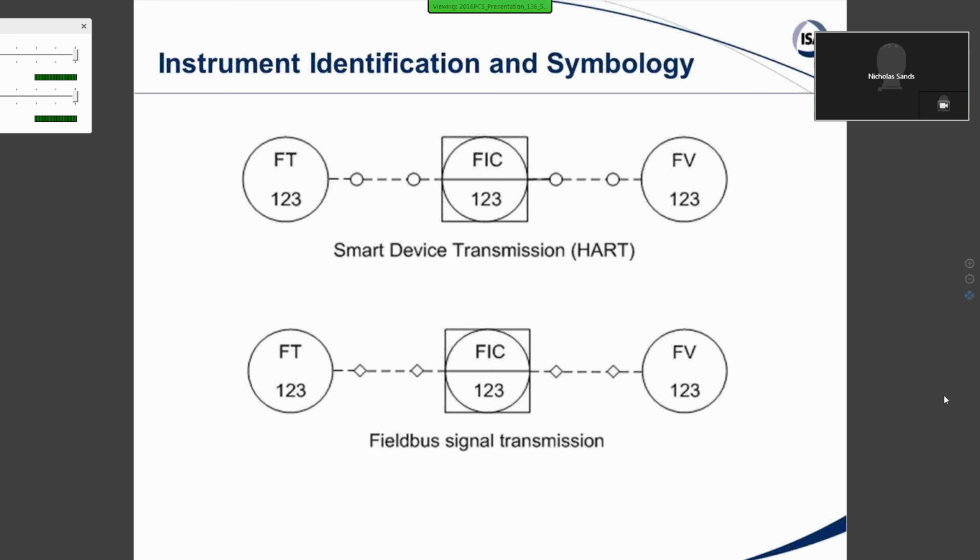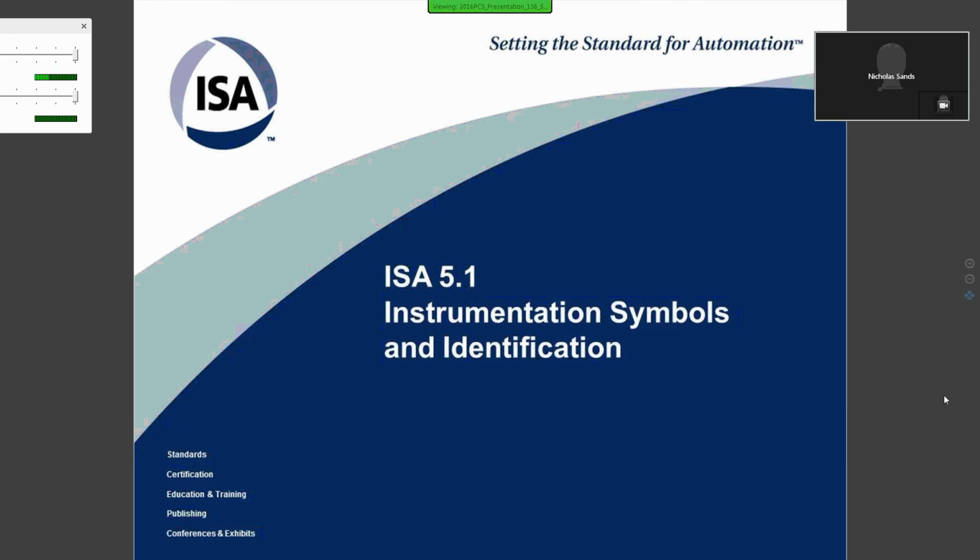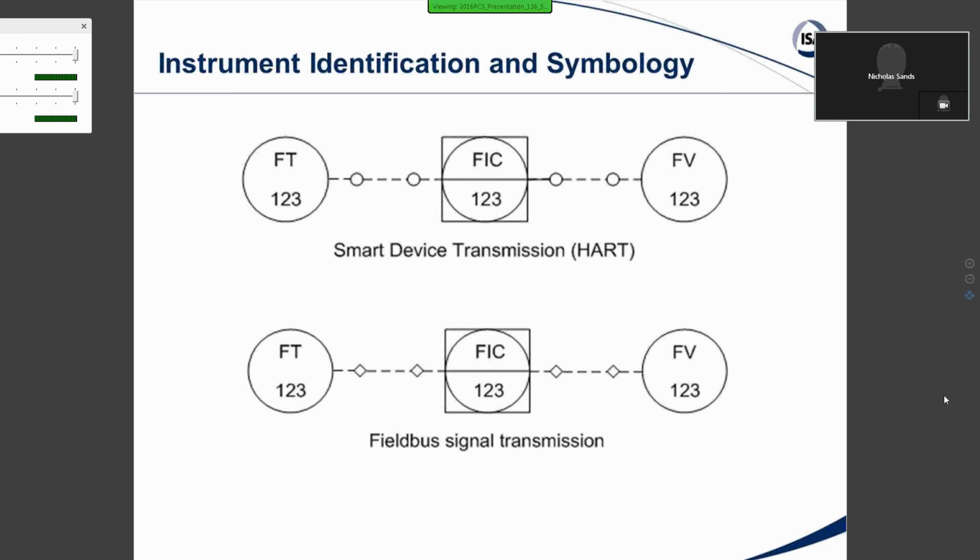So this should be an easy one. We've talked about it a couple times already. Which standard covers instrumentation and symbology, identification and symbology? Yep. So it's 5.1, instrumentation, symbols, and identification, and it is, as Dale mentioned, very, very widely used. It's not an IEC standard, so it's only issued through ISA, but it's broadly used. It's not the only instrumentation symbology standard in the world, but it is pretty much the most common.